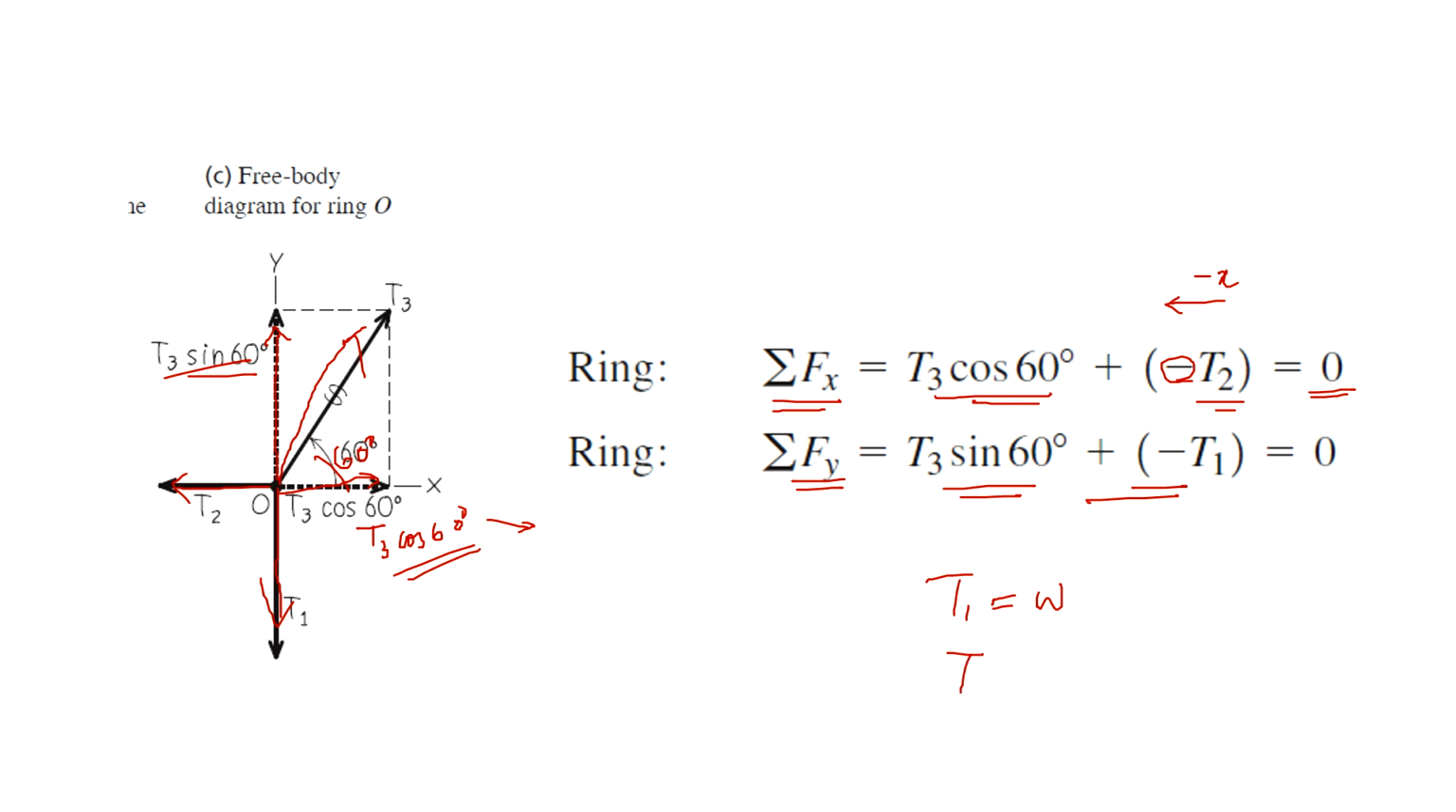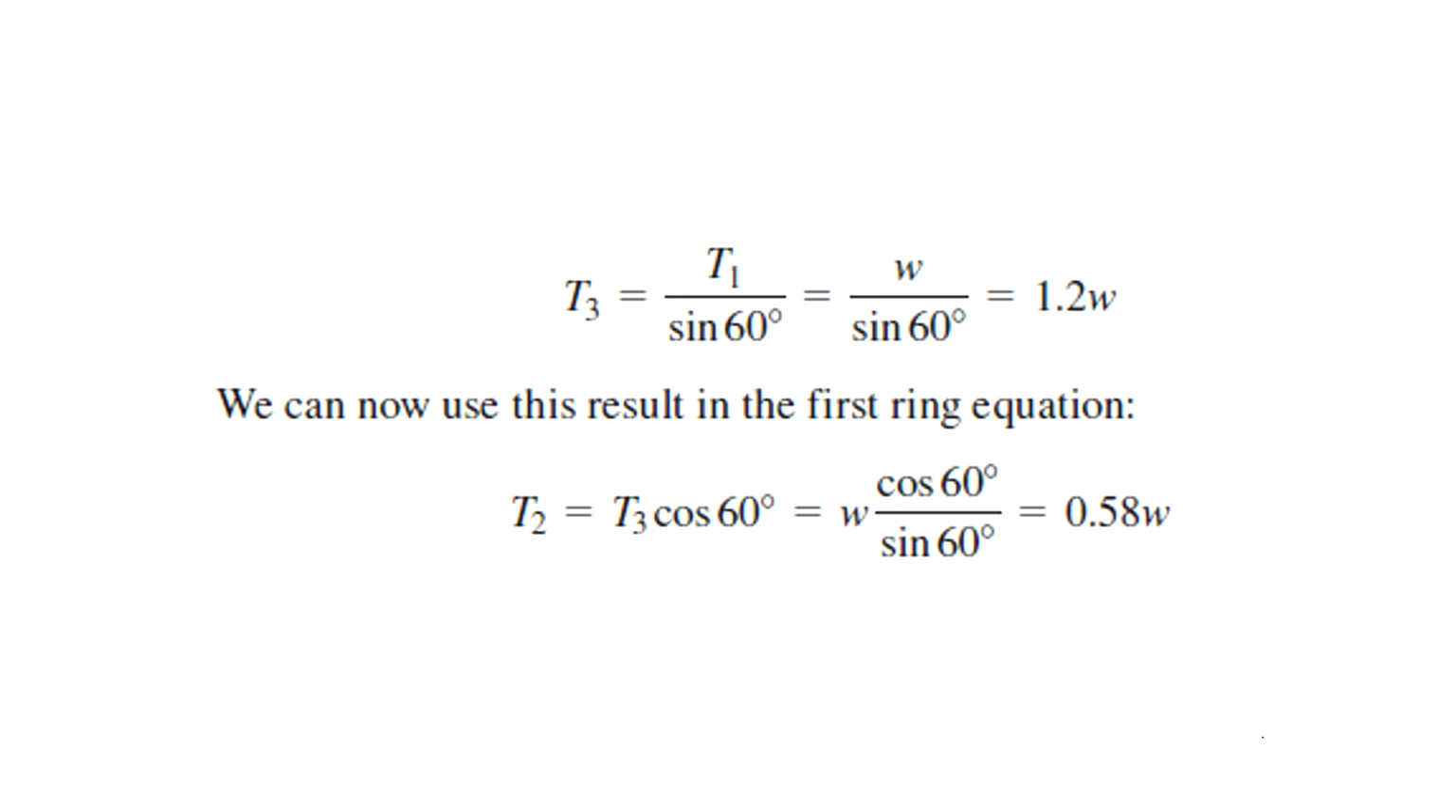Now can you write T2 and T3 also in terms of W by solving these equations? Pause this video and try to write T2 and T3 in terms of W. So from the first equation you can get T3 sine 60 degree equal to T1, or T3 equal to T1 divided by sine 60 degree. Since T1 is already found to be W, it's W divided by sine 60 degree, and you can use your calculator to find 1 by sine 60, and you will find that T3 is equal to 1.2 times the weight of the engine.